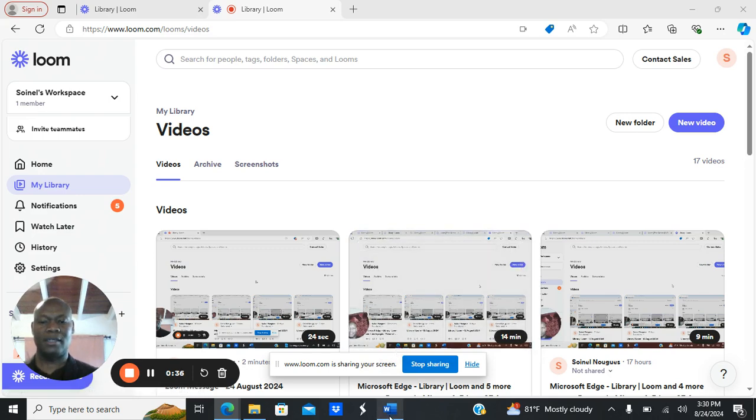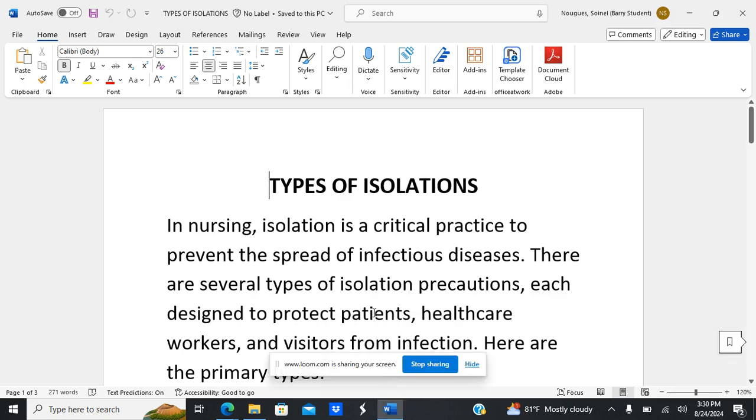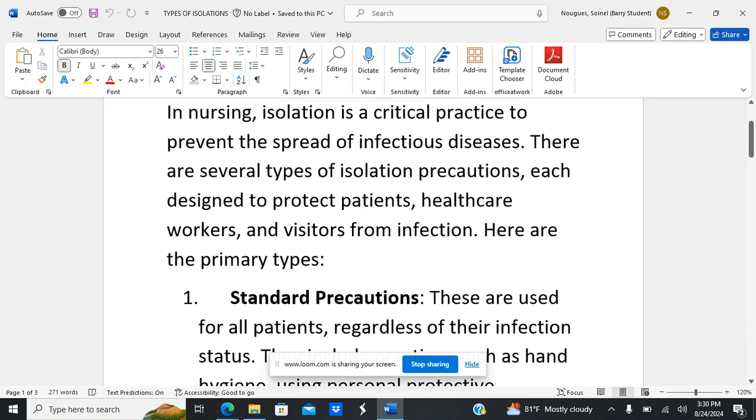Let's see some questions. All right, types of isolation. In nursing, isolation is a critical practice to prevent the spread of infectious disease. This is a very important concept for all students to know. There are several types of isolation precautions, each designed to protect patients, healthcare workers, and visitors from infection. Let's see the first precaution.